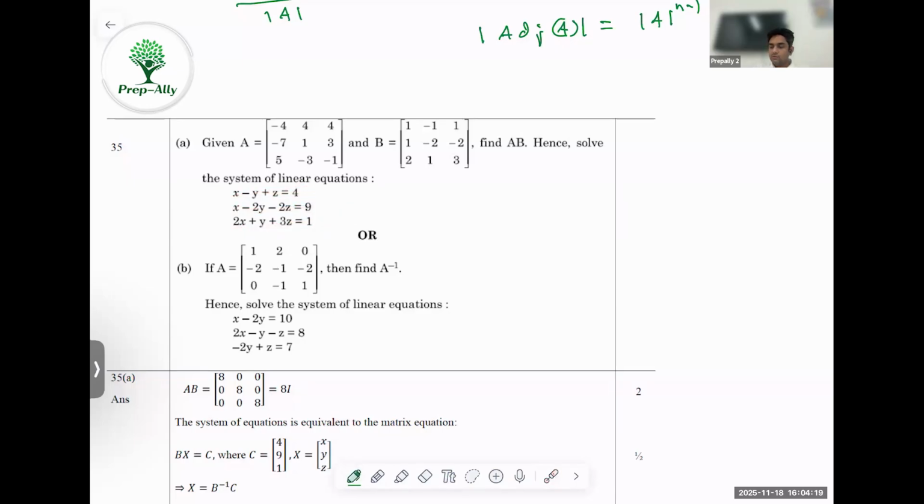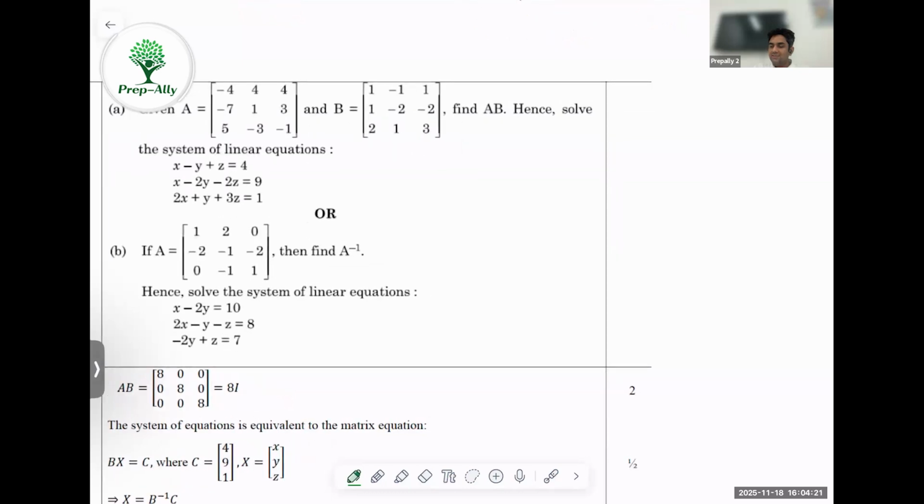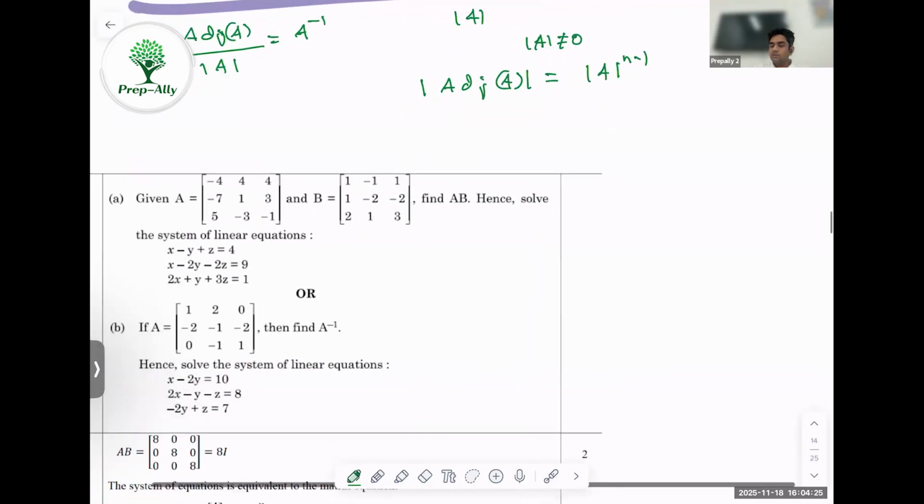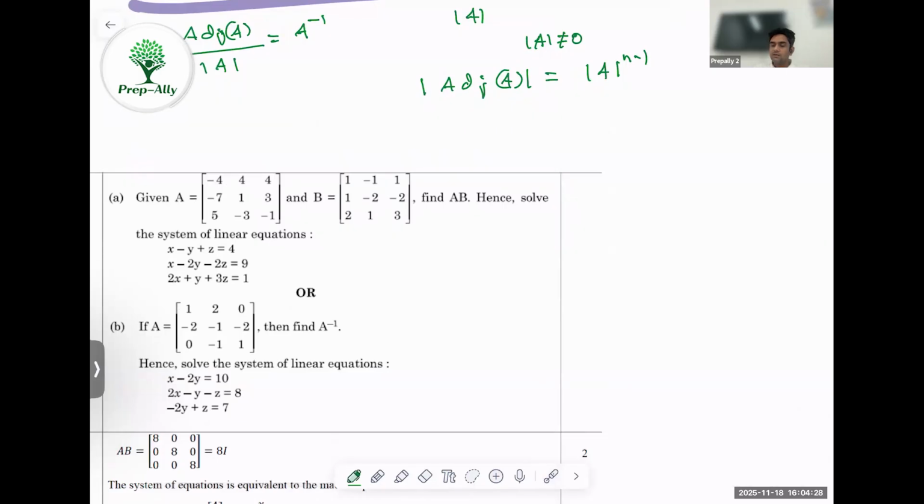So in these questions, what needs to be done is that, now let's first read the question. The question is that, let's say given a matrix A, which is this, and a matrix B, which is this, I have to find out AB and hence solve this. Now, mostly you will see that A into B will come out to be kind of inverse. That is the reason. Otherwise, there's no other reason to do that.